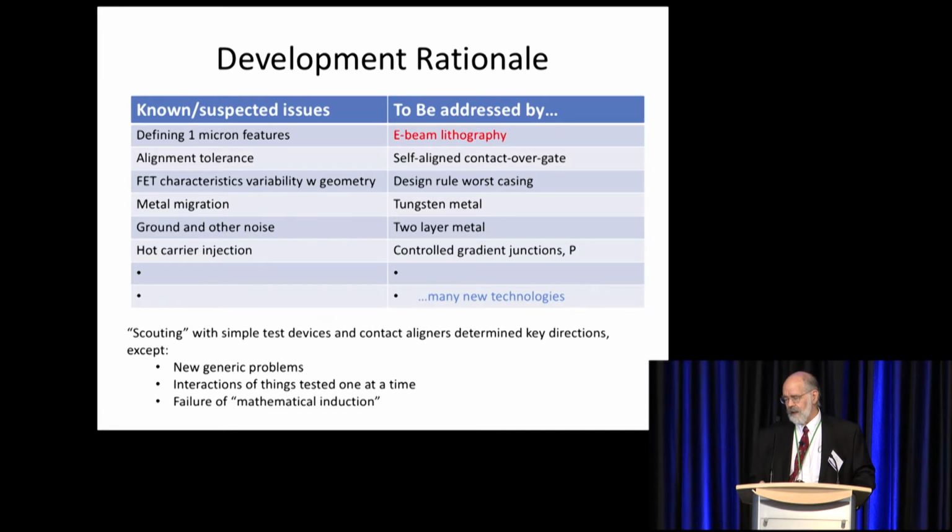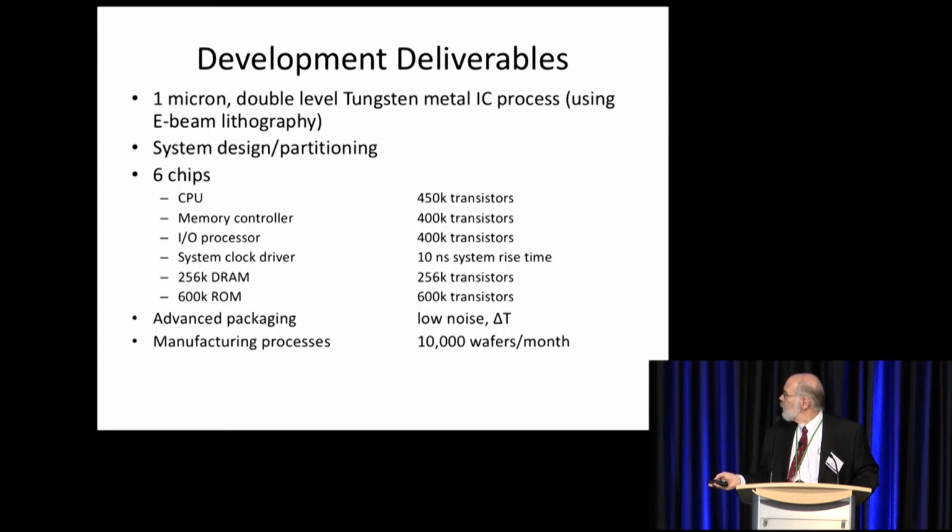The problem with that is it allowed us to find generic problems such as hot carrier effects, but it maybe didn't allow us to understand the problem of scaling up from 10 transistors to 500,000 transistors on a chip. And it didn't necessarily allow us to understand interactions between some of these issues up here and our processing technology, which in fact turned out to be the major issues in these development efforts.